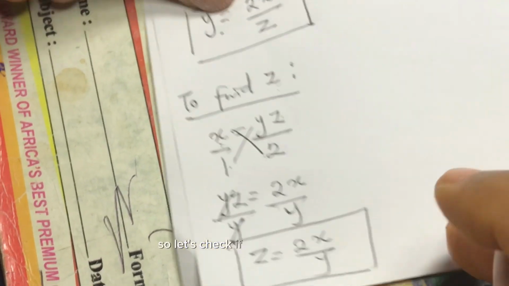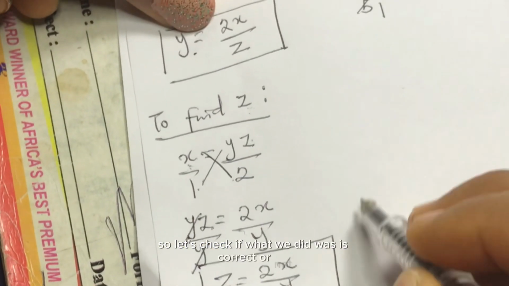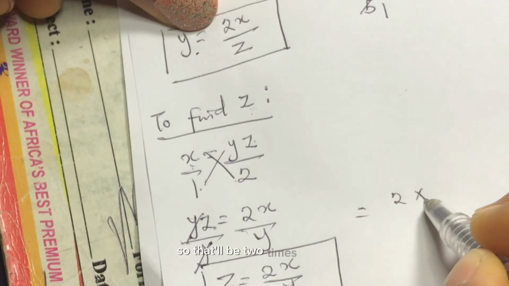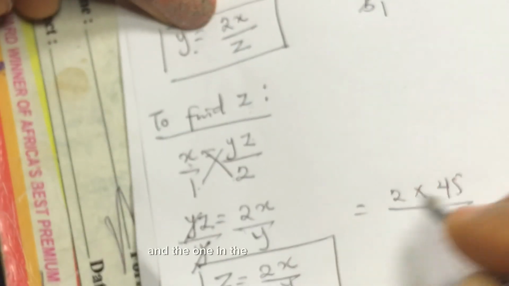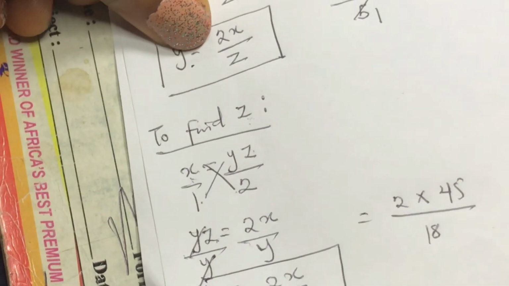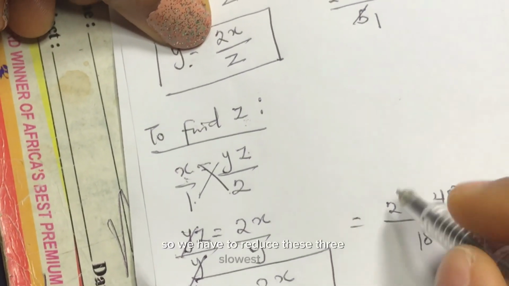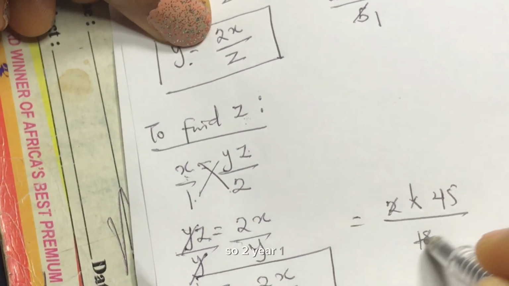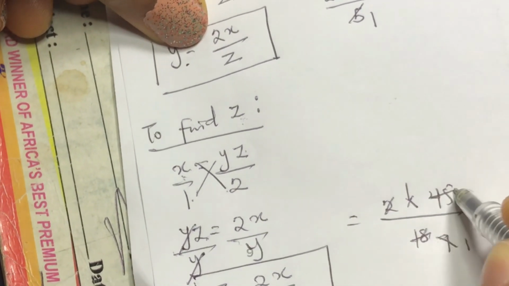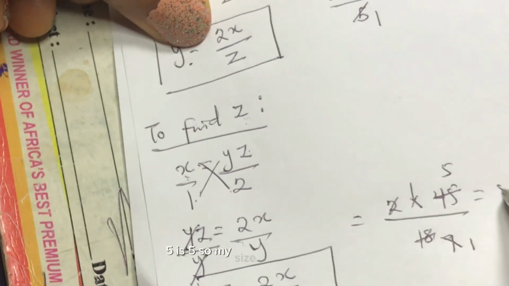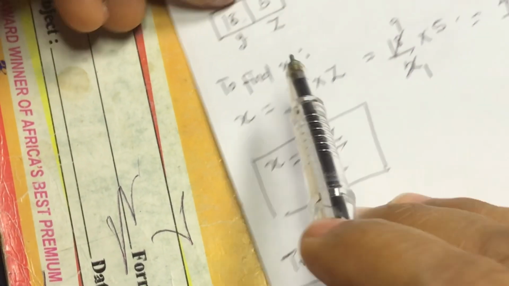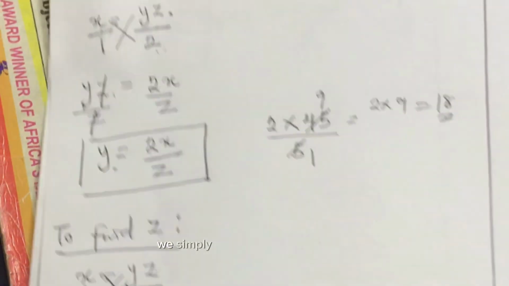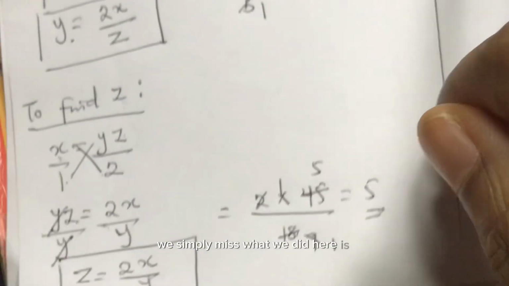So let's check if what we did is correct or not. That will be 2 times my X in the question, which is 45, divided by the Y in the question, which is 18. We have to reduce this to its lowest term. 2 in 18 is 9, and 9 in 45 is 5. So my answer is 5, and 5 is Z in the question. So it simply means what we did here is correct.